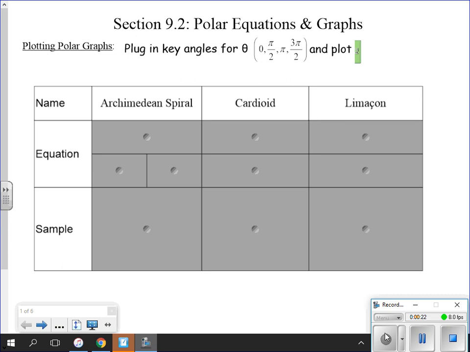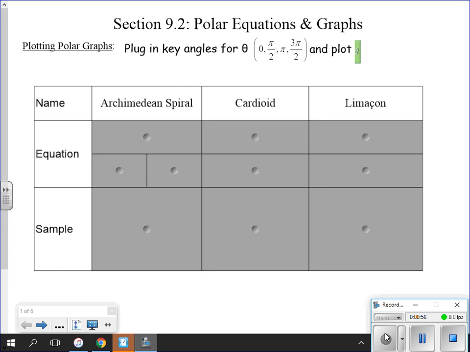Okay, so when you're plotting polar graphs, you need to plug in key angles for theta into the equations. You need to plug in 0, pi over 2, pi, and 3 pi over 2. You do not need to do more than that because, remember, these are sine and cosine, and if you plug in 2 pi, which would be the next one, that's the same as 0. So it kind of loops around. These are the only points you need to plug in, and then you need to connect the dots.